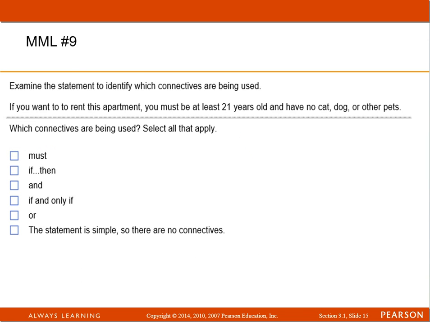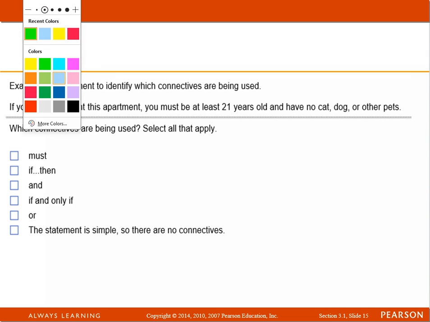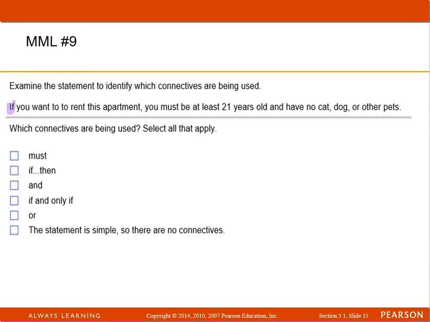Next. Examine the statement to identify which connectives are being used. Okay, if you want to rent this apartment, you must be at least 21 years old. Okay, I already see the if and the then. There's actually a then right there. They left the word out, but it's there. If, then. If you want to rent this apartment, then you must be at least 21 years old. So I'm definitely seeing the if then. So I'd bubble on that one.